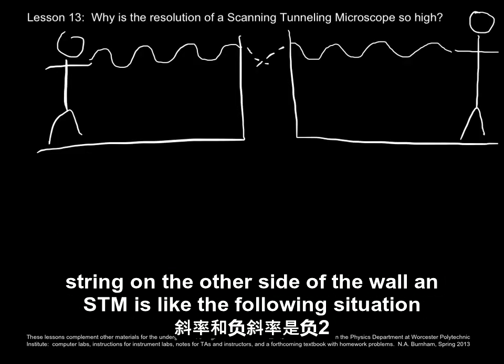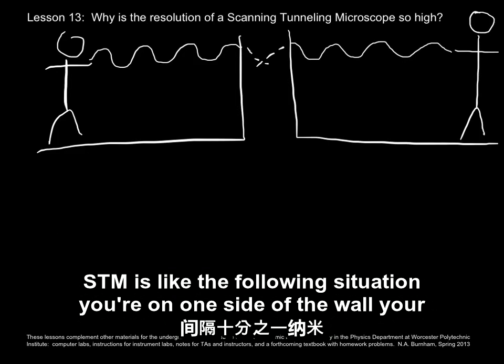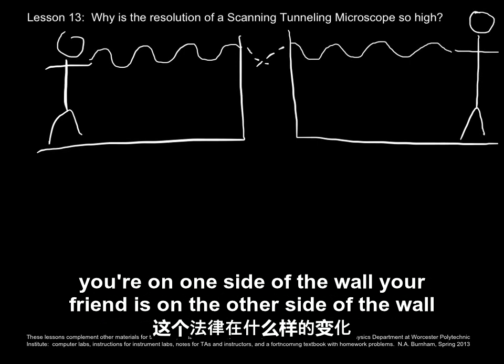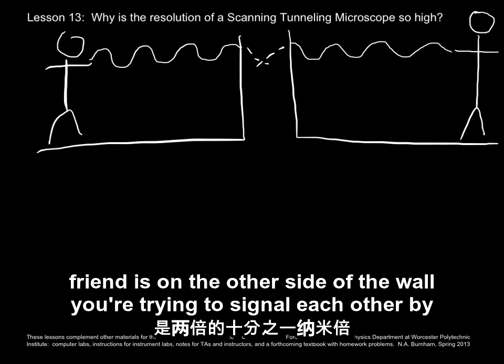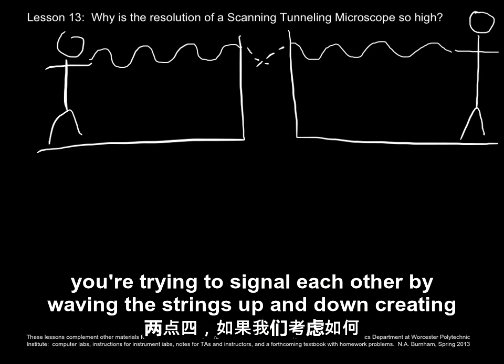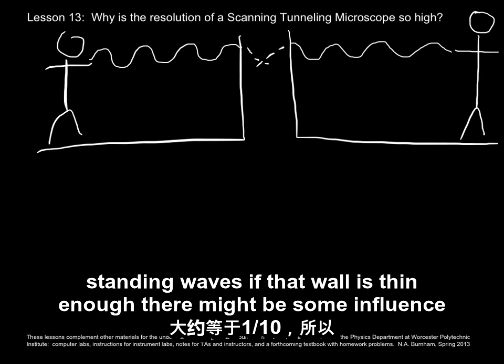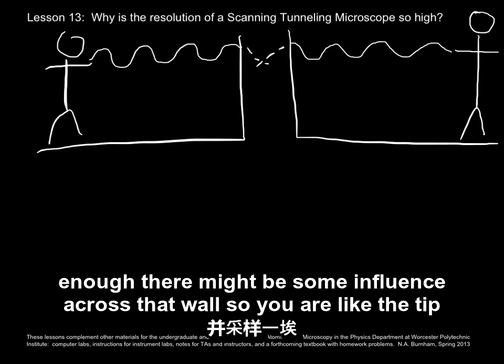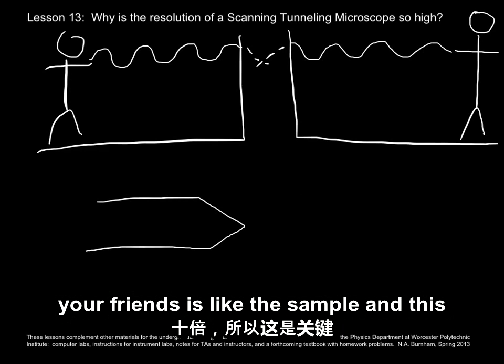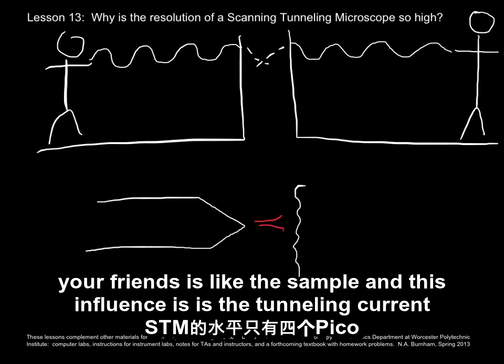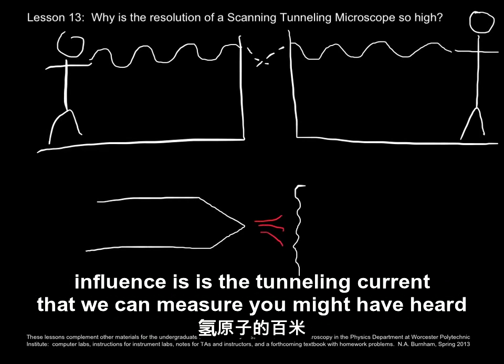An STM is like the following situation. You're on one side of the wall, your friend is on the other side of the wall. You're trying to signal each other by waving the strings up and down, creating standing waves. If that wall is thin enough, there might be some influence across that wall. So you are like the tip, your friend is like the sample, and this influence is the tunneling current that we can measure.